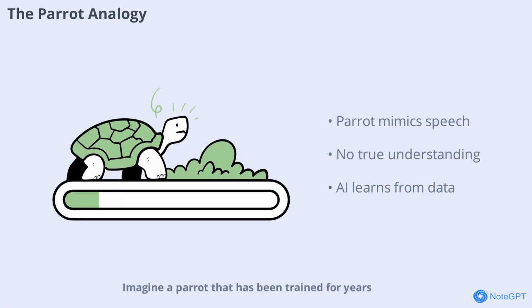Imagine a parrot that has been trained for years, listening to millions of human conversations. This parrot doesn't truly understand the meaning of words like you or I do, but thanks to its extensive training, it can respond with perfectly fitting sentences. This is a great analogy for how current AI systems work. They're trained on massive amounts of data and can produce responses that seem intelligent, even though they're just mimicking patterns.